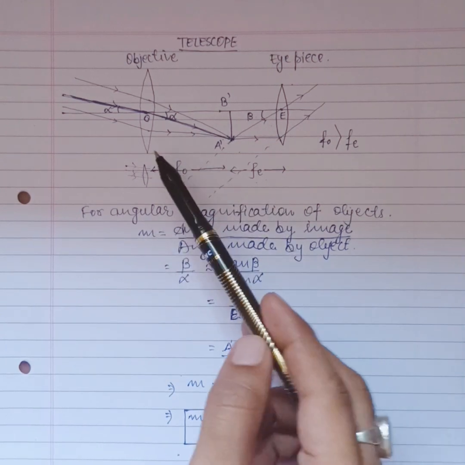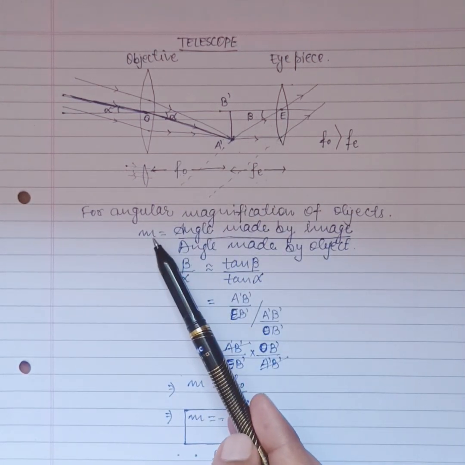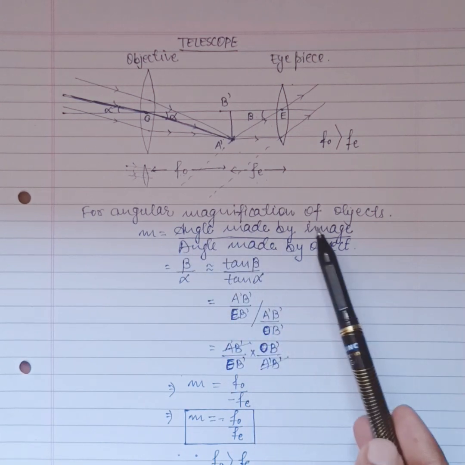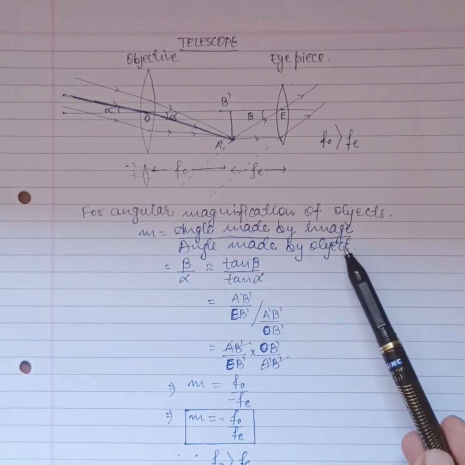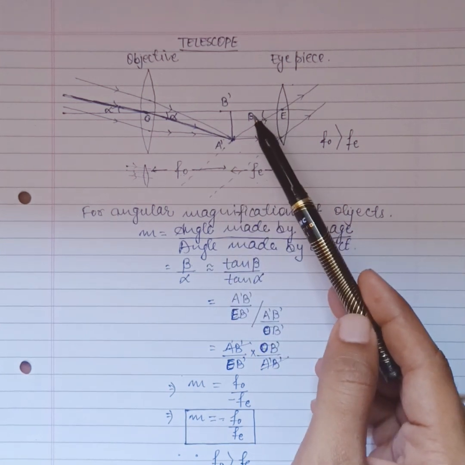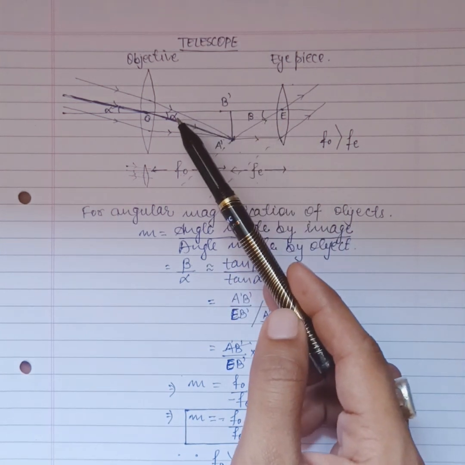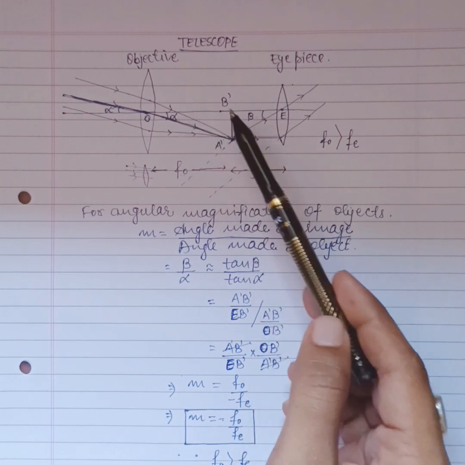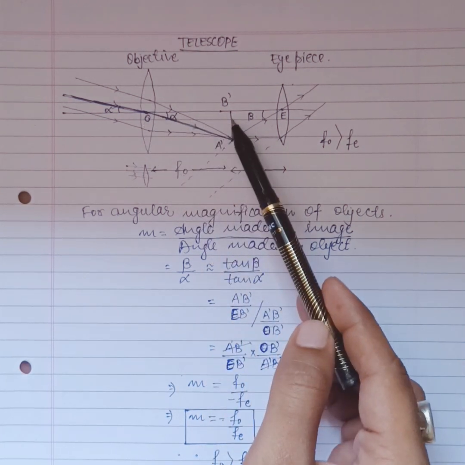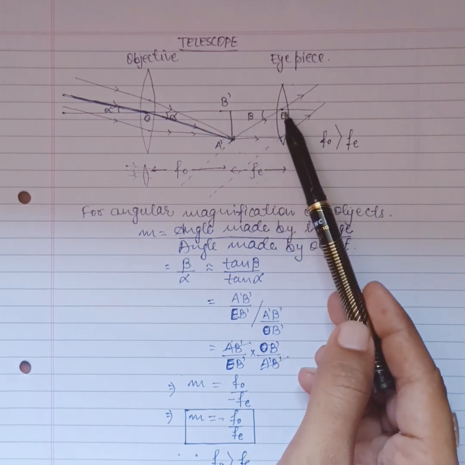So the magnification formula is M, that is magnification, equals the angle made by the image divided by the angle made by the object. Here the angle made by the image is equal to beta and the angle made by the object is equal to alpha, because this is acting as an image for the objective lens and as an object for the eyepiece.